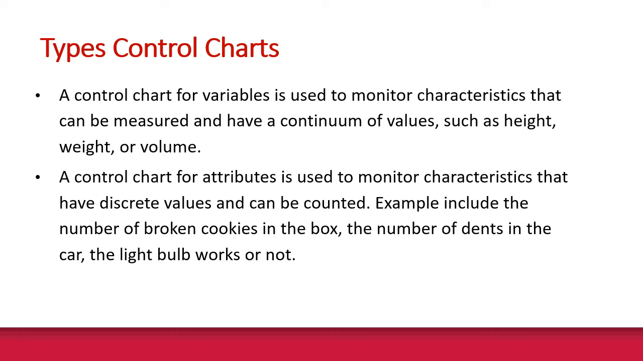A control chart for attributes is used to monitor characteristics that have discrete values that can be counted. These typically don't have units attached to them. For example, the number of broken cookies in a box, or the number of dents in a car. A light bulb either works or it doesn't work. So it's a yes or no, that kind of thing. All these kinds of things are what's known as attributes.